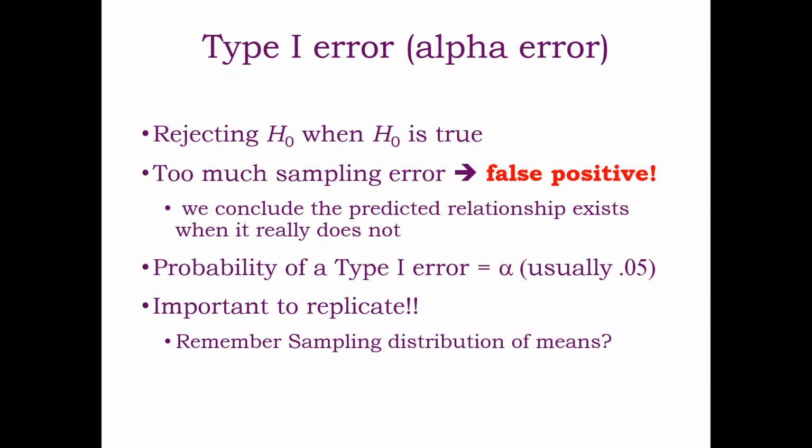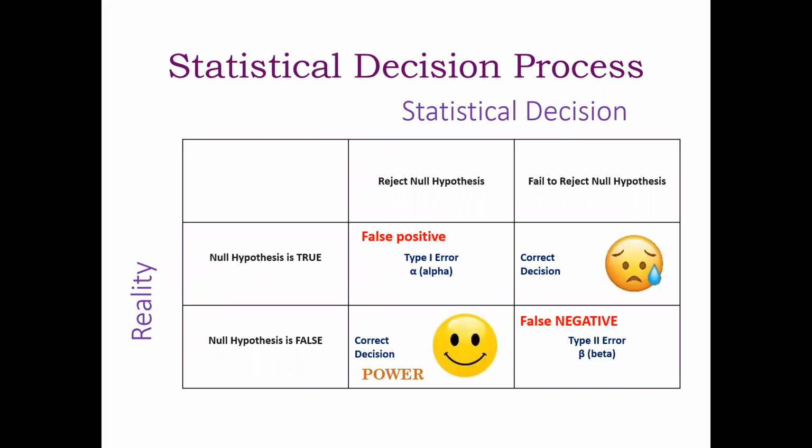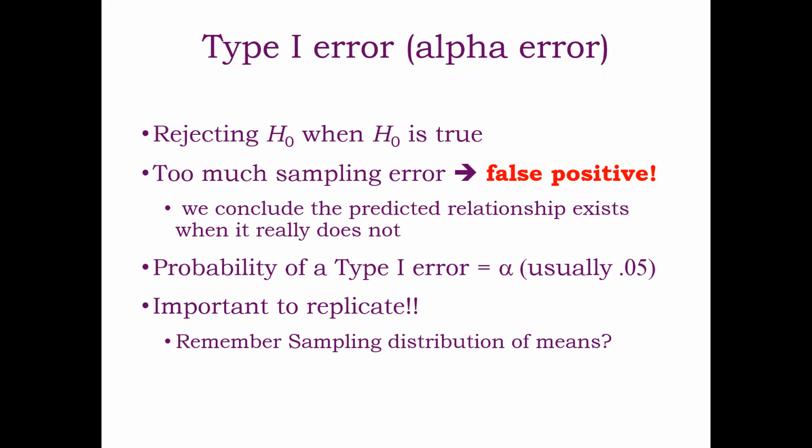This is when we reject a null hypothesis that is true. So look back on this screen right here. It's a false positive: in reality the null is true, but we reject it. We conclude the predicted relationship exists when it really does not. The probability of making a type 1 error is always alpha, usually 0.05.